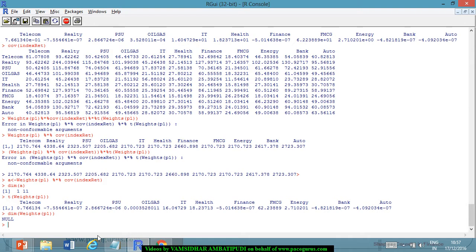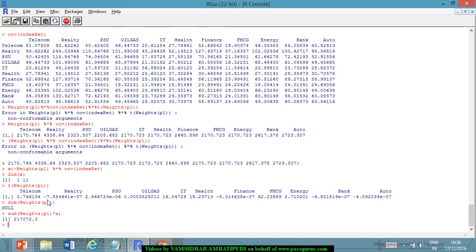Okay, then we can talk about each individual multiplied. I can talk about the summation of weights of P1 multiplied by A. If I take this, it's working out to this much. So that's the overall variance. I am reducing the overall variance of the portfolio. So this is the variance of this portfolio.